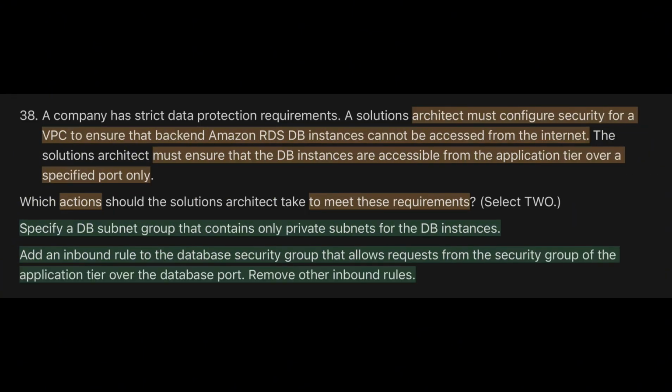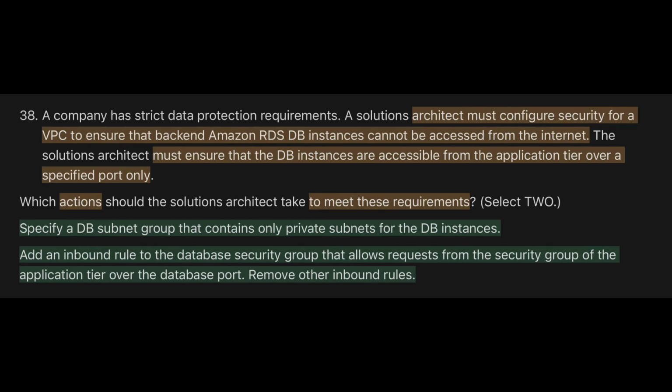And now let's say an architect must configure security for a VPC to ensure that back-end Amazon RDS database instances can't be accessed from the internet. And they need to ensure that the database instances are accessible from the application tier over a specified port only.